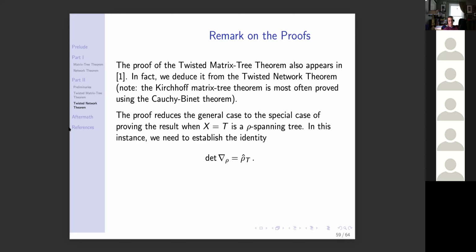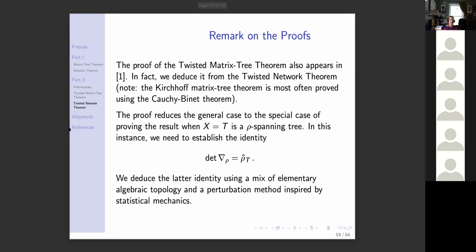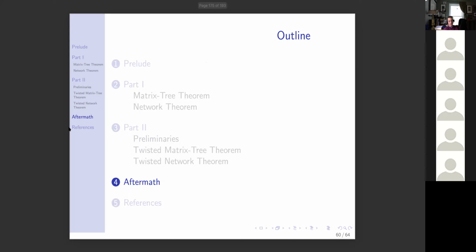twisted spanning tree itself. We deduce the latter identity using a mix of elementary algebraic topology and a perturbation method inspired by statistical mechanics. The method is actually kind of novel, I would say, from a traditional mathematical point of view. The approach appears to be new. Okay, so I'm in the home stretch of my talk.